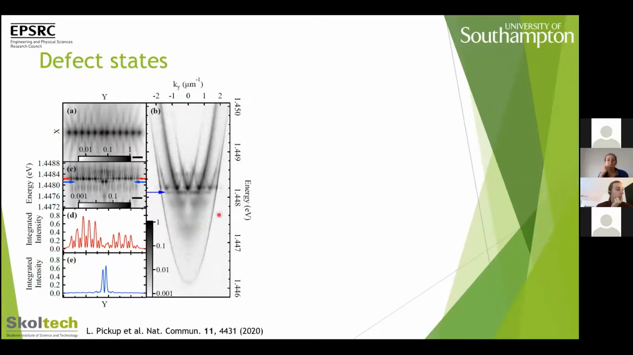And what you see happen in the dispersion is the formation of this dispersionless mode in the band gap of the system. What's more is when we look at the spatial distribution of these energy states, we find that this defect state is highly localized around the position of the defects in the potential landscape that we've created, and that can be seen on this lower panel here.